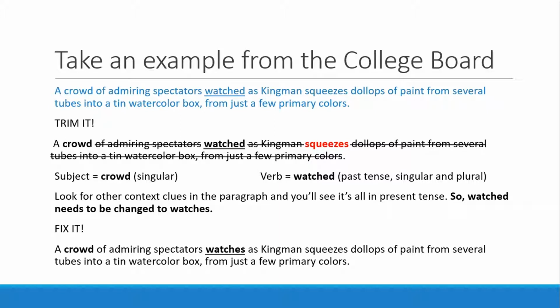Within the paragraph, back at the College Board on their website, this sentence is in a paragraph that is all in present tense. So the verb watched does need to be in present tense. So in this case, they do not agree and it needs to be fixed. And you can see, like I say here, you need to look for other context clues in the paragraph to see that it's all present tense. So let's change watched to watches. If we fix it, we get: a crowd of admiring spectators watches as Kingman squeezes dollops of paint from several tubes into a tin watercolor box from just a few primary colors.